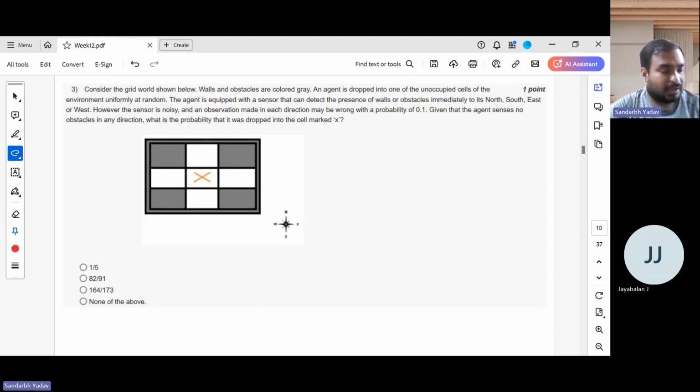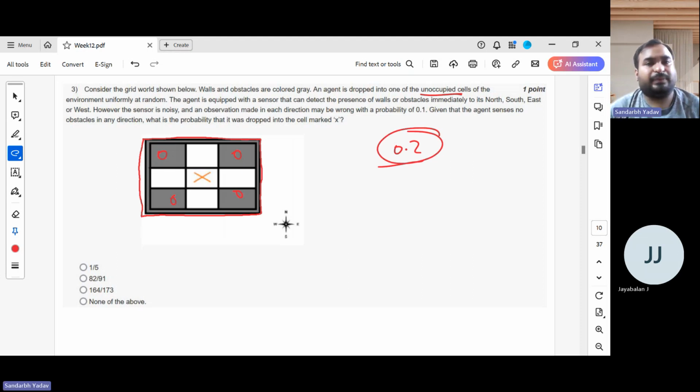I think he left. Consider a grid world shown below. Walls and obstacles are colored gray. So these four cells are the obstacles, and also this wall is an obstacle. Now, an agent is dropped into one of the unoccupied cells. So unoccupied cells we have five, right? These white ones, uniformly at random. So this means that the agent getting dropped in any of these five cells, the probability will be 0.2, right?